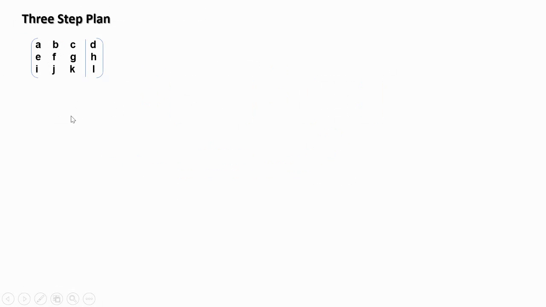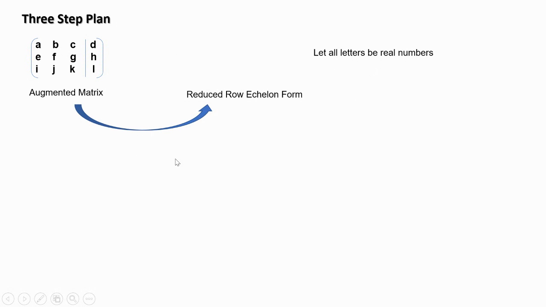Here I use all letters because that's what you use in math, and then I'm going to water it down to some of the students' level by putting number signs. But in the meantime, you have to say what the letters are. Let all letters be real numbers. Augmented. This is reduced row echelon form, so this should look something like this when you're done. This will be the value for x, the value for y, and the value for z.